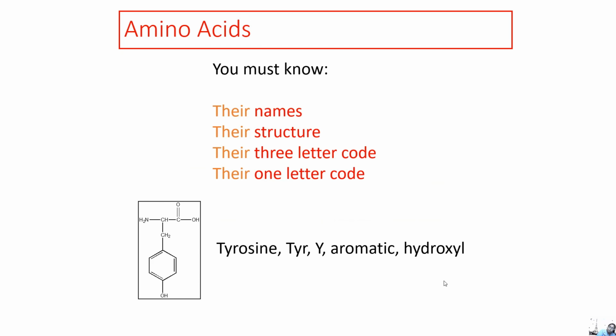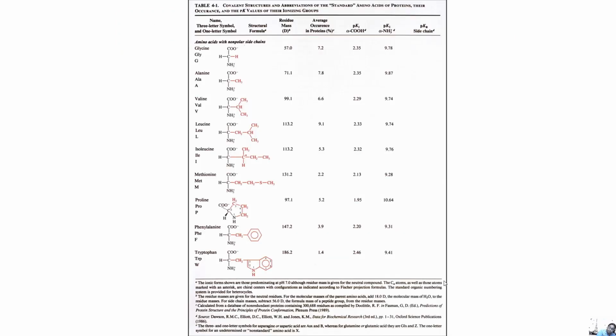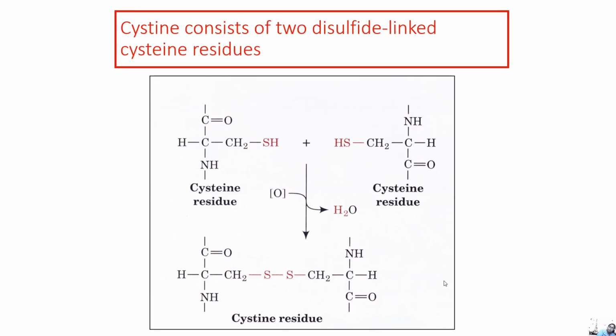So for amino acids, you must know their names, their structure, their one letter code, and their three letter code. Okay, this is the table that will help you remember the same. Cystine consists of disulfide linked cysteine residues. This is the structure of cysteine. If there is a dipeptide with two cysteines, this is how it will look.